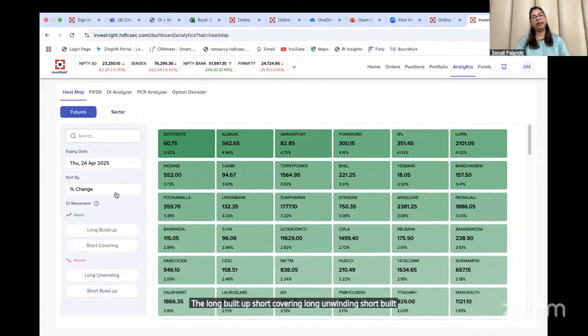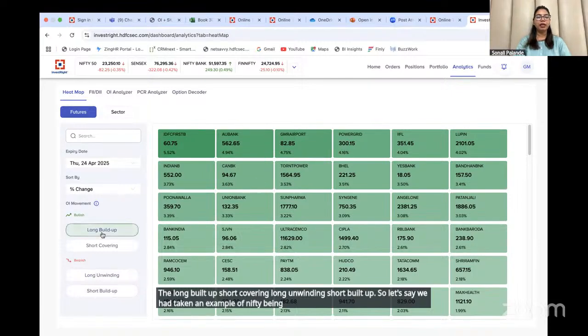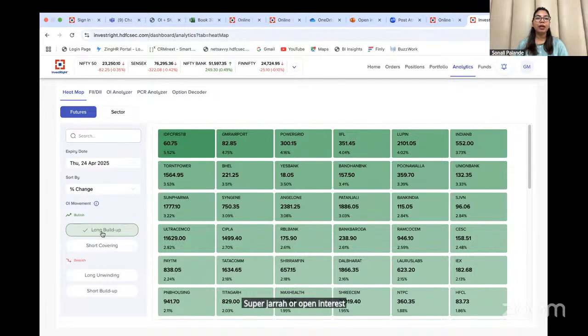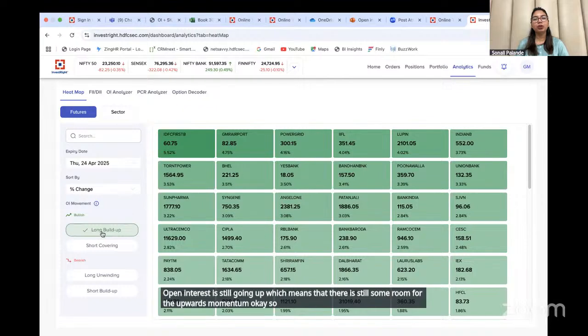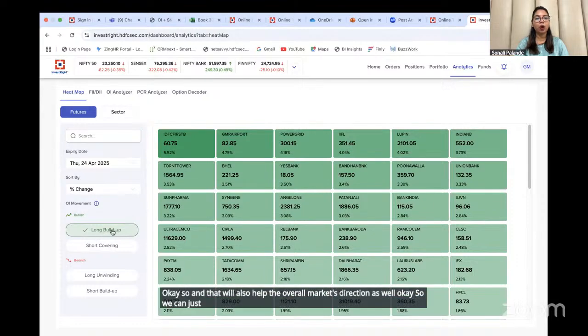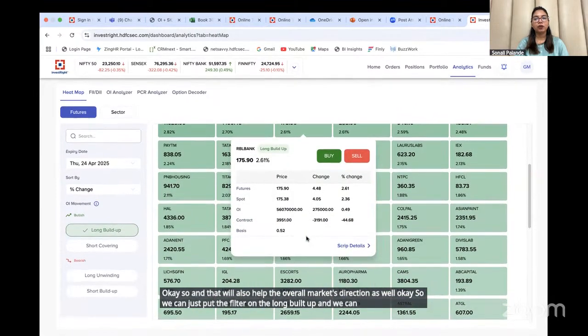So let's say we had taken an example of Nifty being positive. Okay, so let's click on long build up. So हमें कौन से stocks चाहिए होंगे जिसमें long build up बन रहा है? Long build up में क्या हो रहा था कि जहां पे प्राइस हमारा ऊपर जा रहा है और ओपन इंटरेस्ट भी ऊपर जा रहा है। इसका मतलब क्या हुआ कि open interest is still going up, which means that there is still some room for the upwards momentum. Okay, so I would want to choose the stocks in that zone. Okay, and that will also help the overall market's direction as well. Okay, so we can just put the filter on the long build up and we can choose the stocks from here.